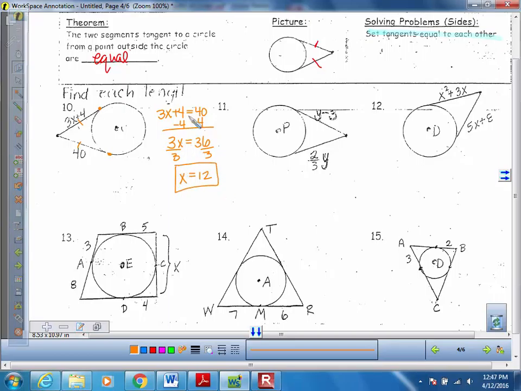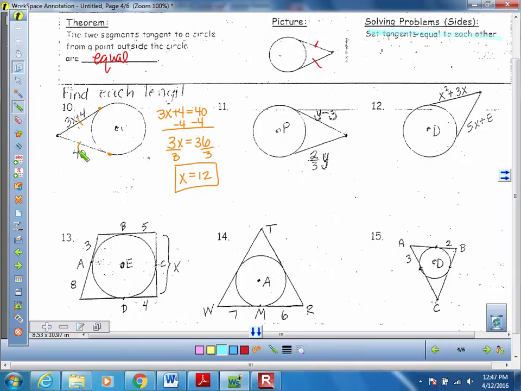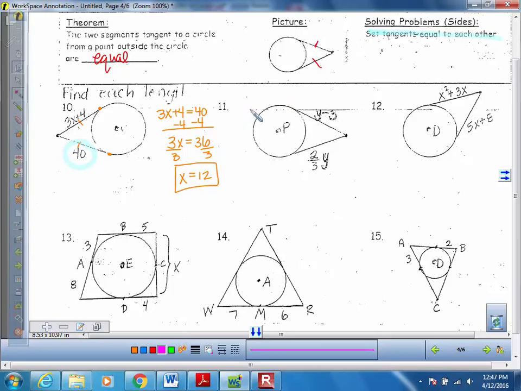Now it asked me to find the length. Do I actually have to find the length here? No. How long is both of these? 40. It's given. Okay. Let's look at 11.